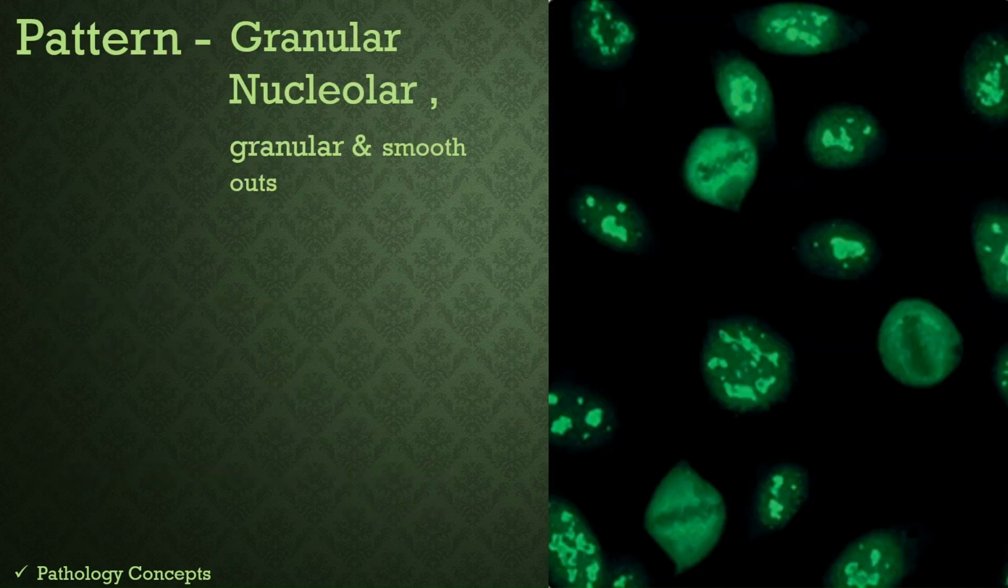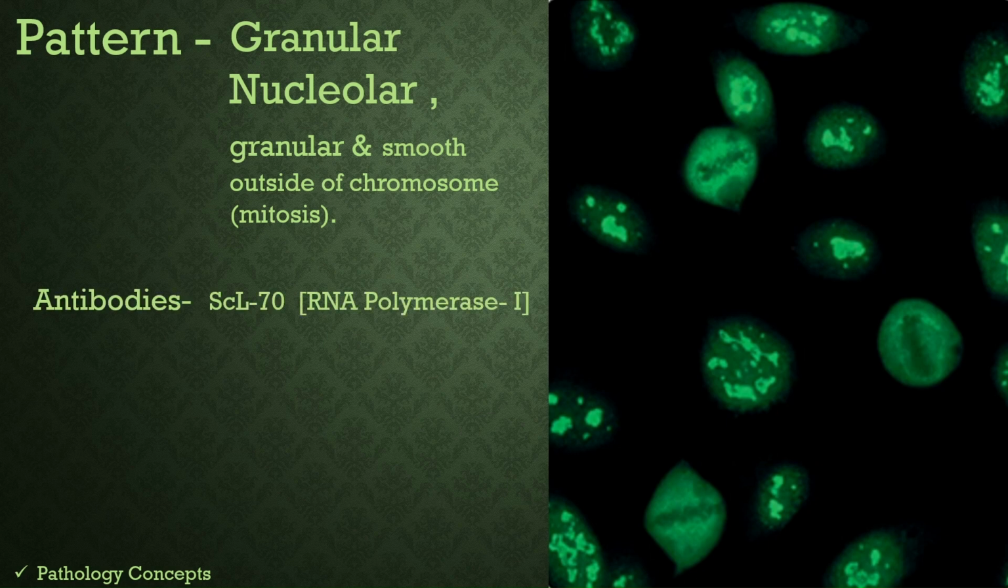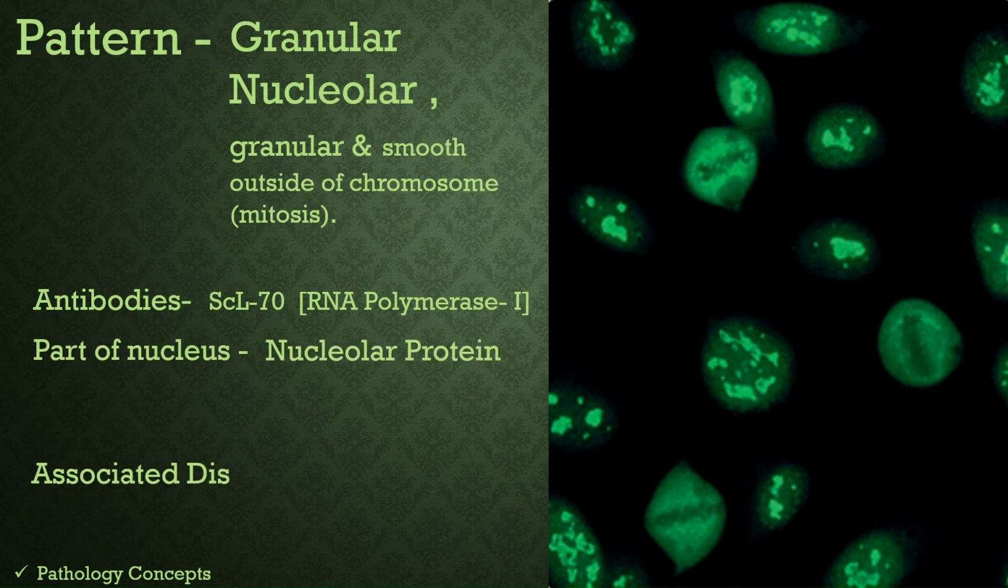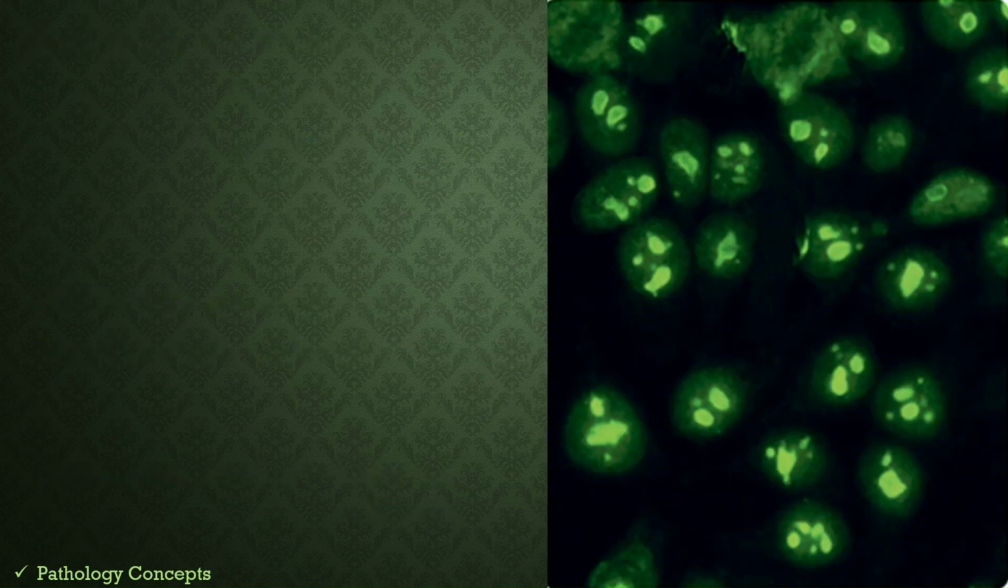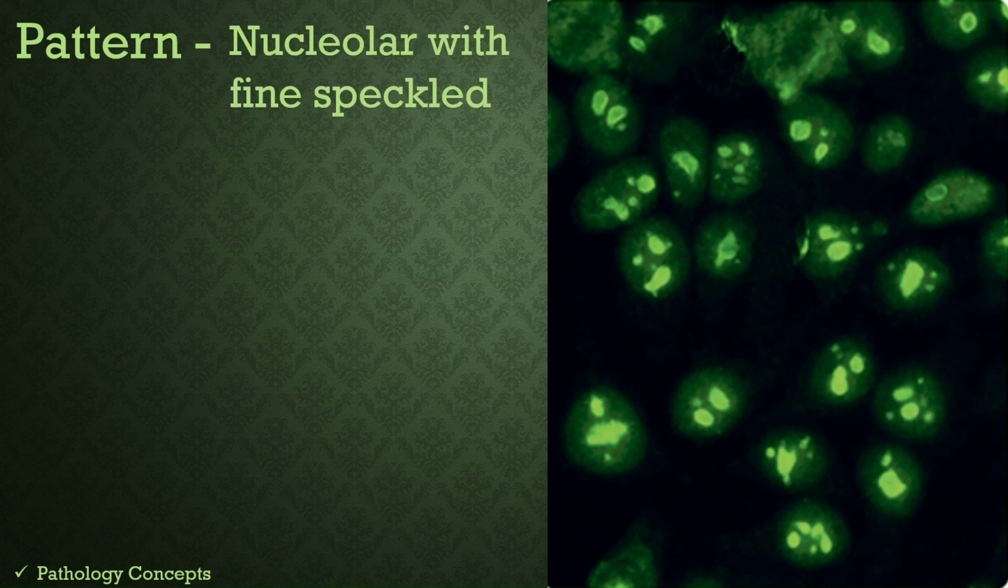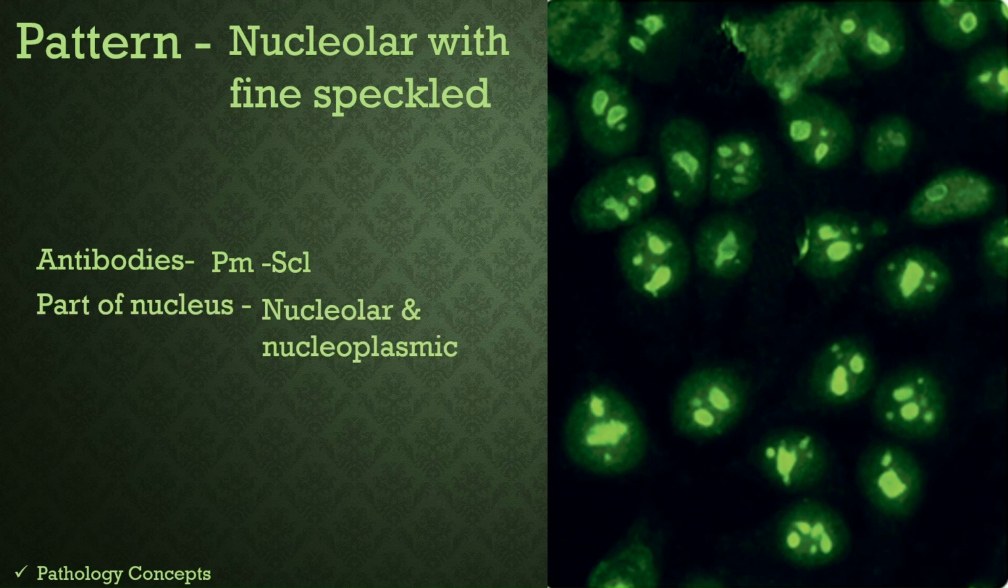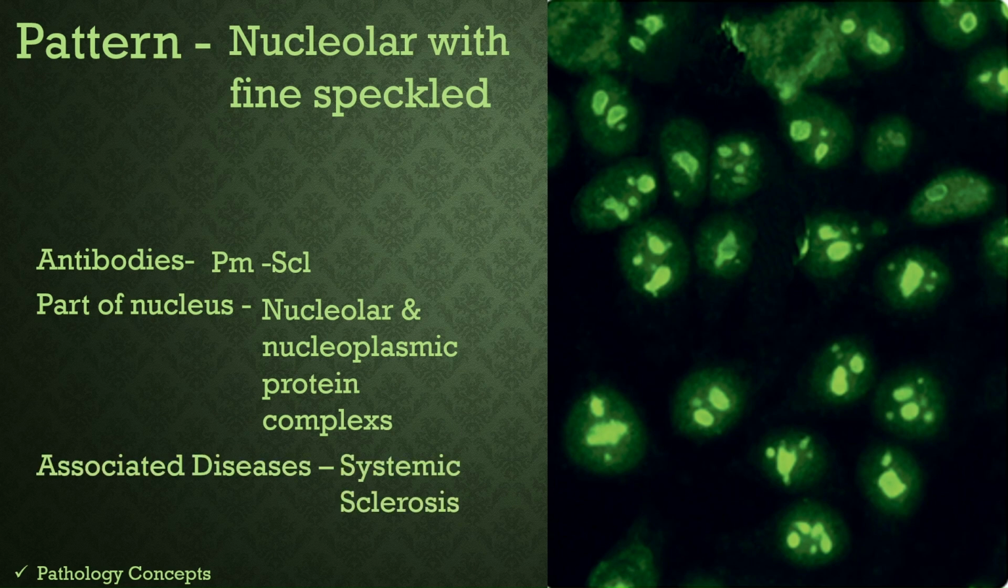The next is a granular nucleolar and the smooth outside of the chromosome in a mitotic cell. Antibodies involved are SCL70, especially RNA polymerase 1. Part of the nucleus is nucleolar protein, and associated disease is systemic sclerosis. This is the nucleolar with fine speckled pattern. Antibodies involved are PM-SCL. Part of the nucleus is nucleolar and nucleoplasmic protein complexes. Associated disease is systemic sclerosis.